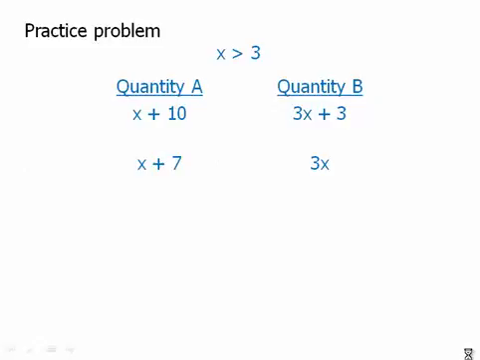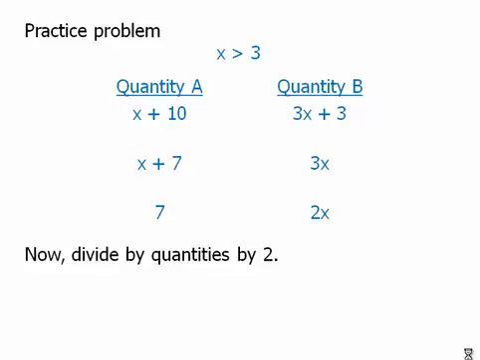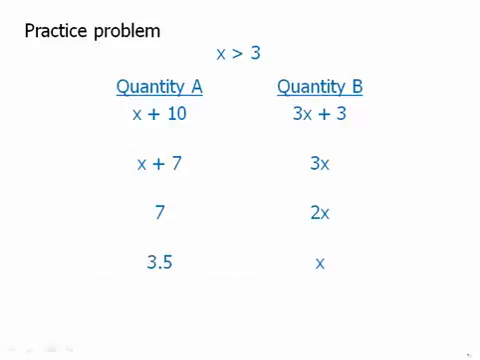Then I'm going to subtract x from both quantities. Then I'm going to divide by 2. And so now I see that I'm comparing x to 3.5. That's really the comparison here. And so what happens if x is bigger than 3?